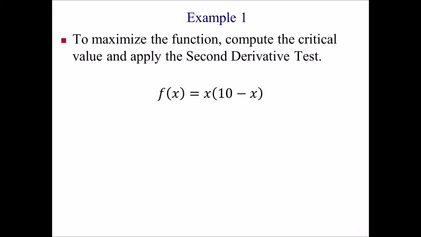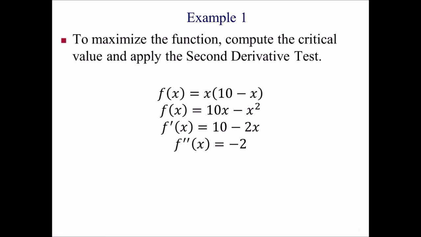To maximize the function, we're going to compute critical values and apply the second derivative test. Before I take the derivative, I'm going to rewrite this function by distributing the x. X times 10 is 10x. X times x is x squared. I take the derivative, which yields 10 minus 2x, and I take the second derivative so that I can use the second derivative test.